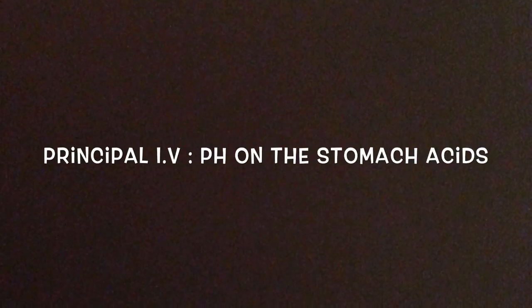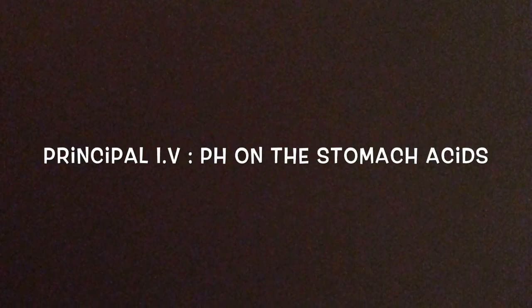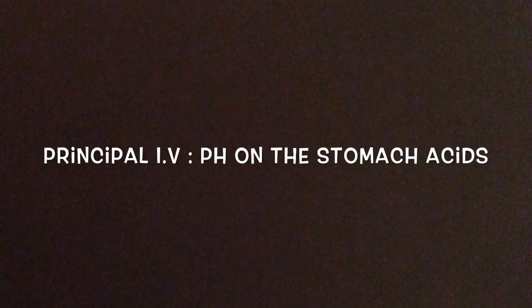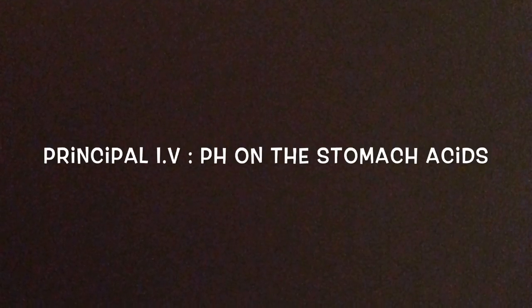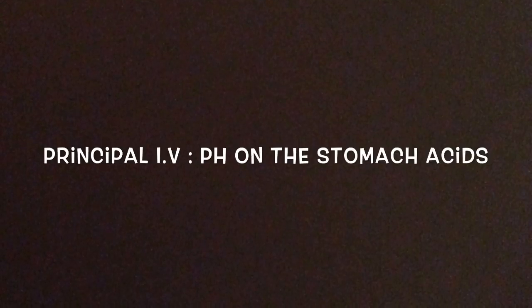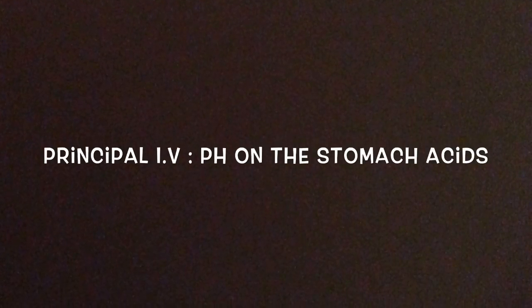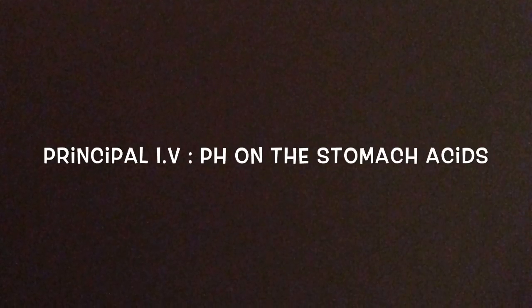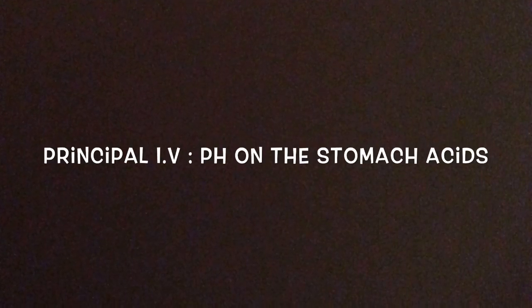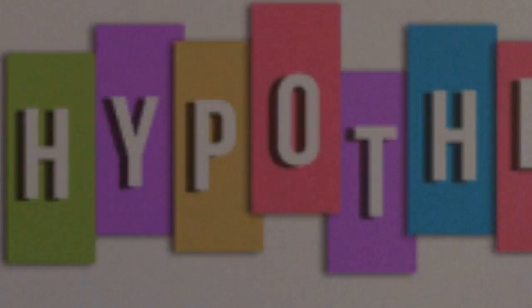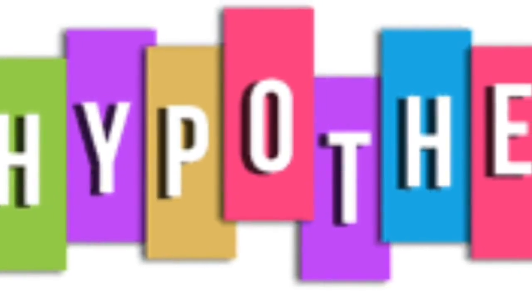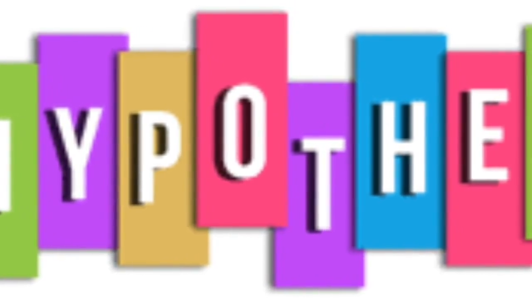We have many independent variables, such as genetics, clinical state, pH of the stomach acid, kind of food, quantity of food, family of the food. But the one that we chose was pH of the stomach acid. Now, let's plant a hypothesis with this independent and dependent variable.